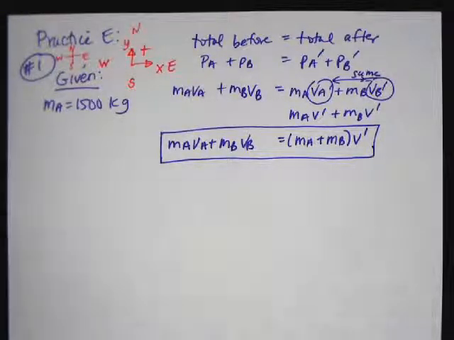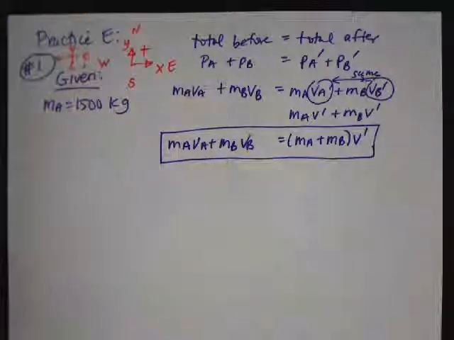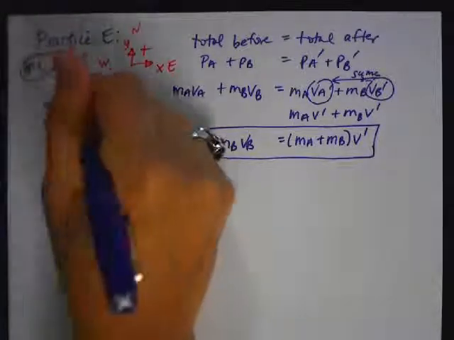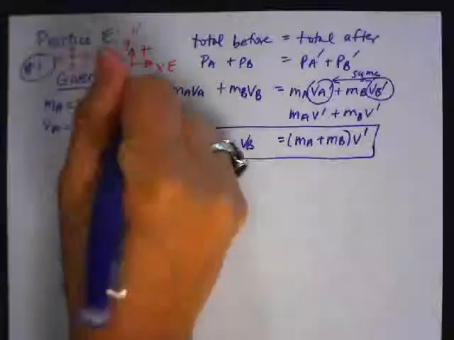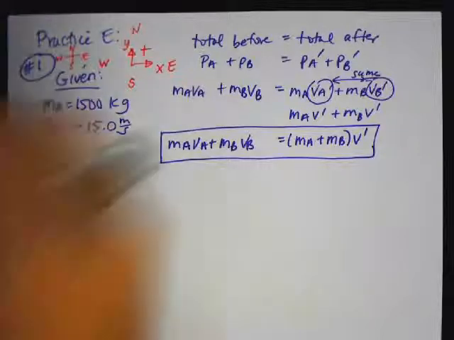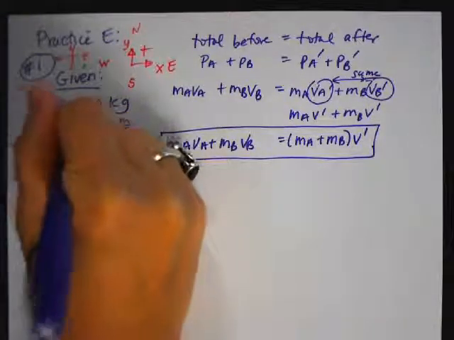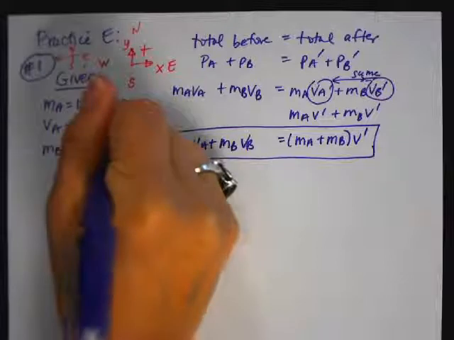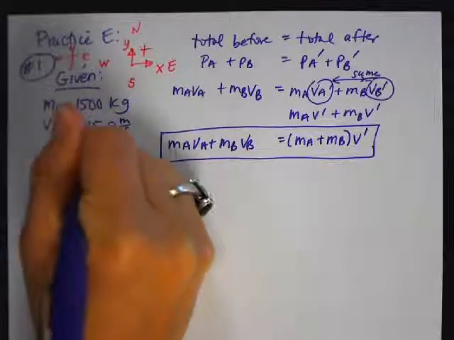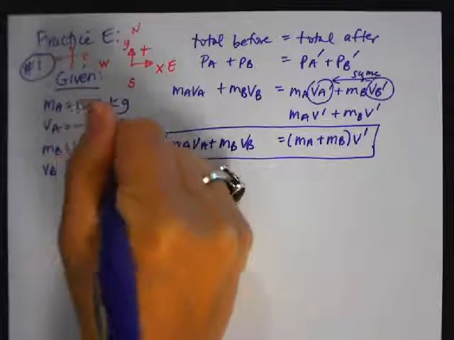Up and to the right is positive. All right. So because it says it's traveling 15 meters per second south, I'm going to call that velocity negative. And it's negative because it's south, and I'm calling north positive. It collides with a 1,500-kilogram truck, so I'm going to call that MB 4,500, which is initially at rest. So the velocity of this is equal to 0 because it's stationary.